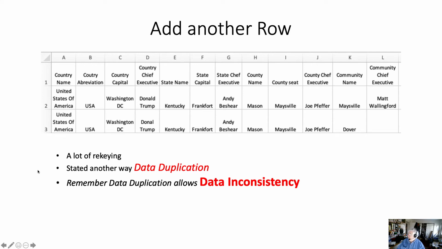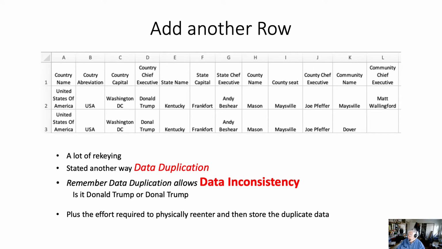And remember, the data duplication allows data inconsistency. So, is it Donald Trump or is it Donald Trump? Because we have data duplication, we have data inconsistency. Plus, we've got all this extra effort to key in this stuff when we only really added one value, because it turns out that Dover's so small it doesn't have a chief executive officer, or if it does, it doesn't in this example at least.